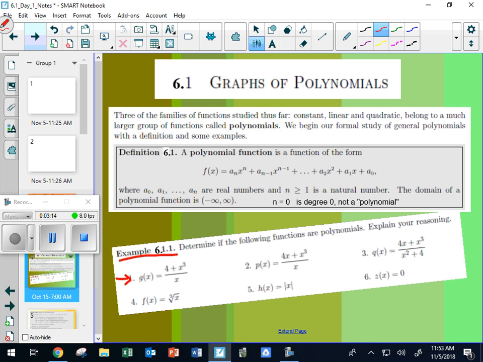4x to the negative 1. So you got that from this first part here. You did 4 over x, which is the same thing as 4x to the negative 1. And then what about that second term? X squared, because x cubed divided by x is just x squared. If you have some kind of power that is negative, that is not a polynomial. So this one here is not a polynomial.